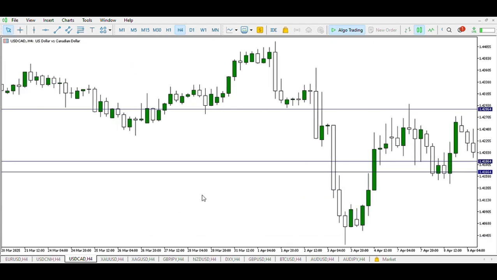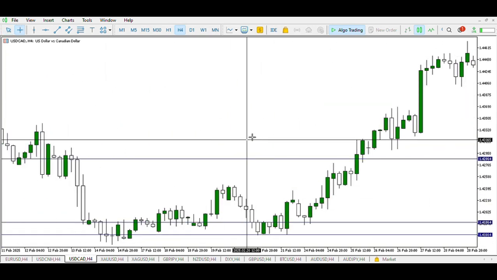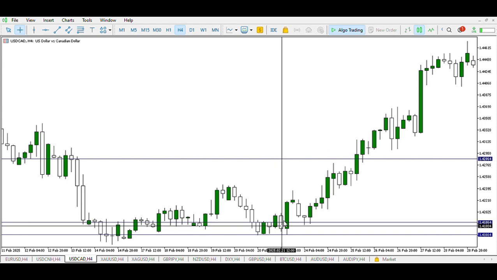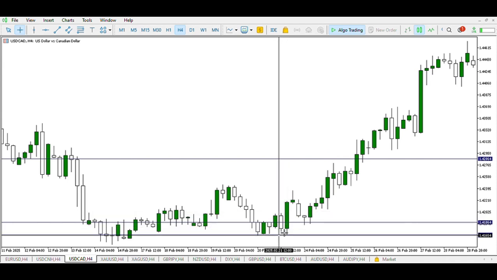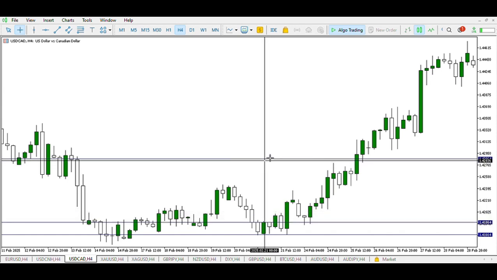Let us take another example on USD CAD. Here we have a bullish engulfing. You can see sellers trying to create panic, then the buyers take over, and we set our stop loss below the engulfing candle. We enter directly on 20 pips, and we target 1 to 5. This is the take profit.